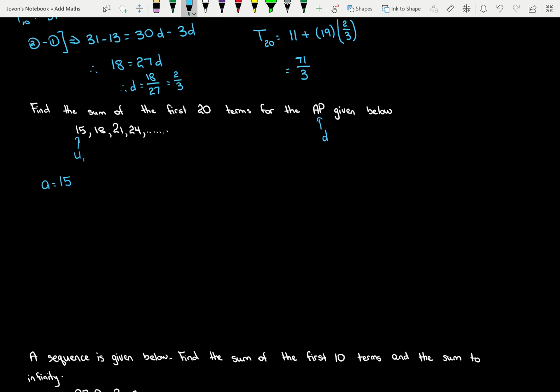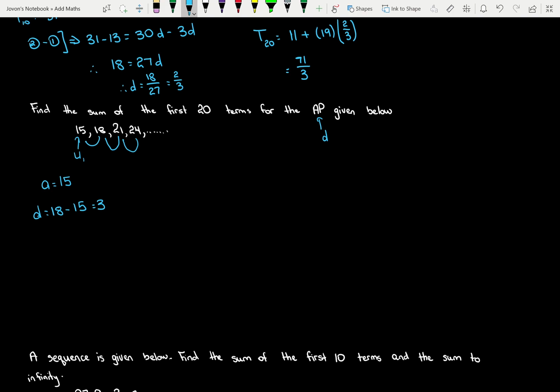For the common difference, all we have to do is say 18 minus 15. So we subtract these two terms and we get 3. And if you want to double check, you could just say 21 minus 18, we still get 3. 24 minus 21, we still get 3. So we know that the common difference is 3 and the first term is 15.